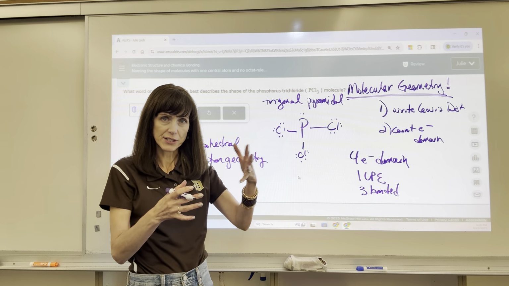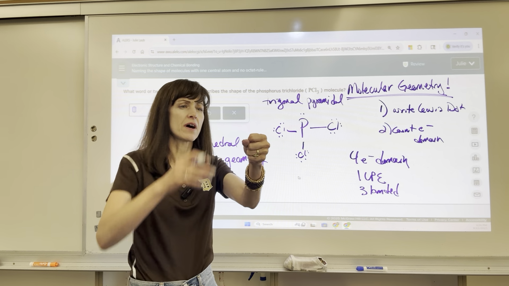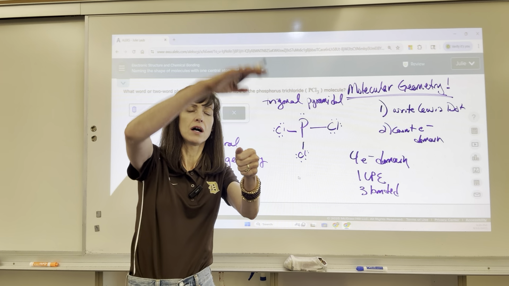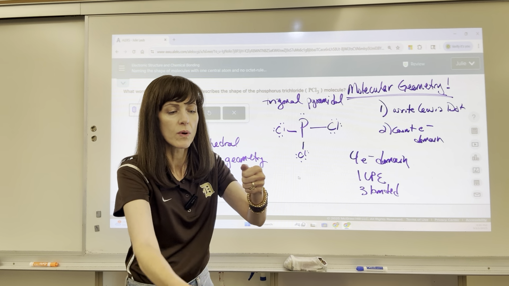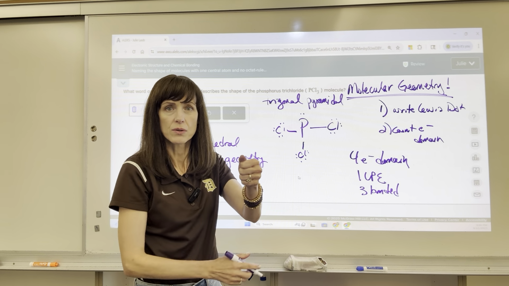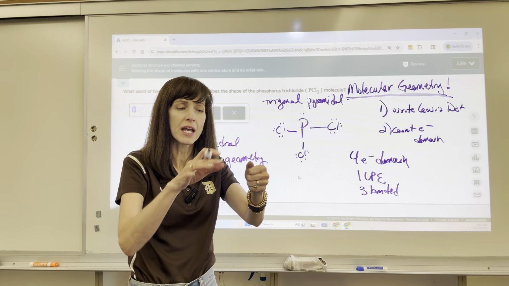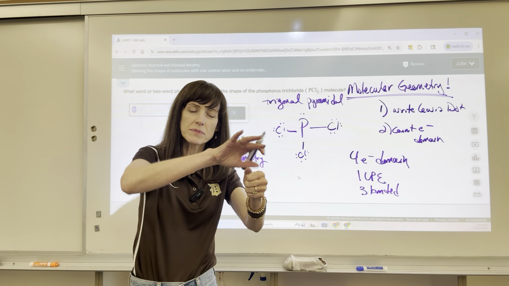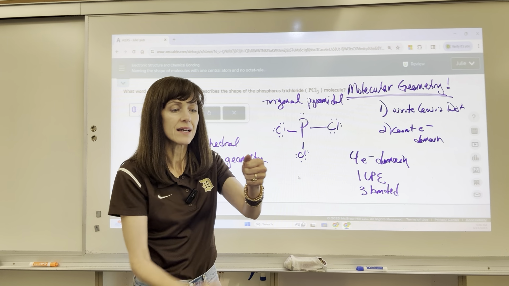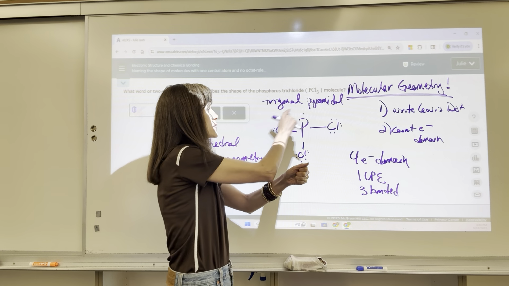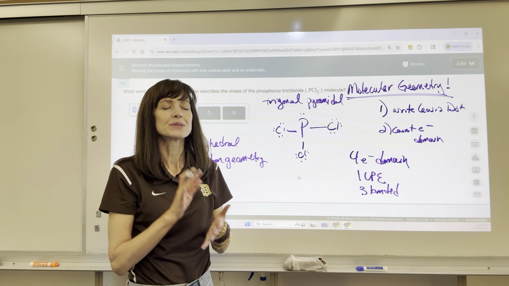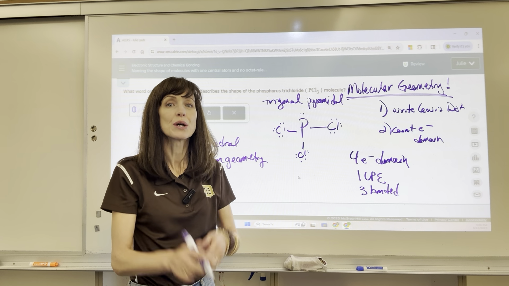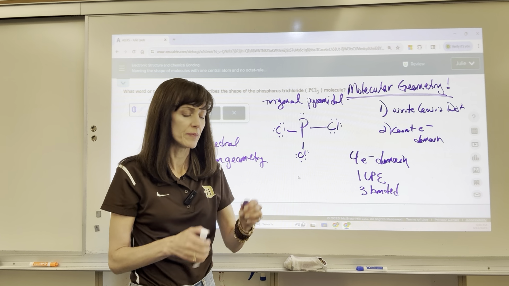You can't see lone pairs. So if you think of the tetrahedral shape, here would be my phosphorus. I would have a lone pair sitting up here. You and I can't see that. And then we'd have 1, 2, 3 chlorines. There's your tetrahedral shape. I can't see this lone pair up top. You only see, looks like a pyramid, trigonal pyramidal, this bottom part that would look like a pyramid. Be so careful. This is molecular geometry.